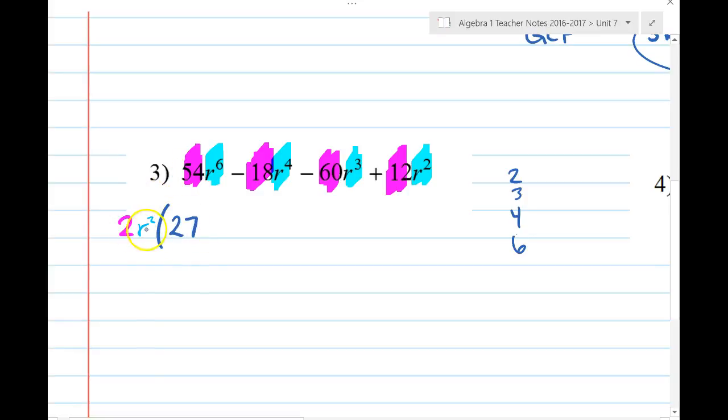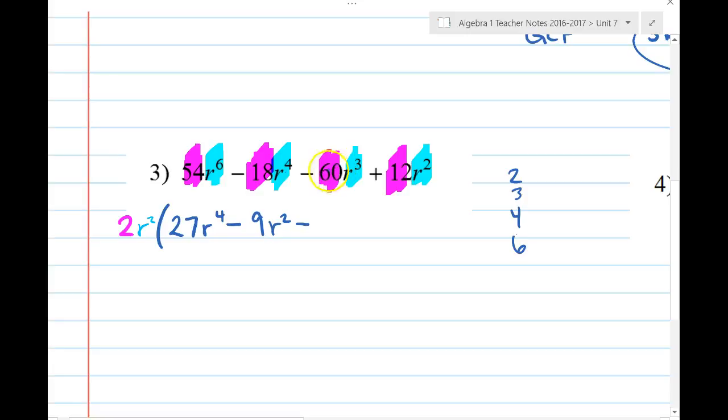Okay, r to the second, if I have 2 r's, how many r's do I have to multiply to get r to the 6th? Well, 4 of them. Bring down the sign. 2 times what equals 18? 9. And again, you can just divide. 18 divided by 2 gives us 9. Okay, and then r squared times how many r's gives us 4 r's? 2. Bring down the sign.